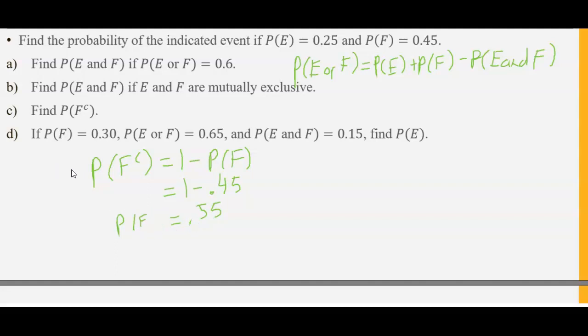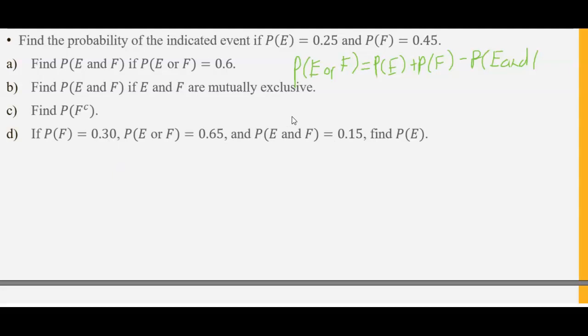And the last problem. So we got new definitions now, so we're not going to use these previous numbers up here. For D, we're going to use this new information, but we're going to use the same general addition rule. New numbers: the probability of F is equal to 0.3, the probability of E or F is equal to 0.65, and the probability of E and F is equal to 0.15. We need to find the probability of E.